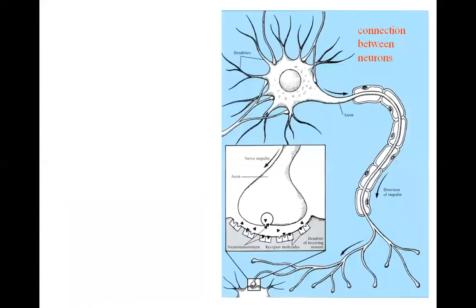Now, neurons use neurotransmitters. This is chemical stuff to carry the information across the synapse. This picture shows two neurons. This big neuron is sending information to this one. This neuron is only shown a small part.